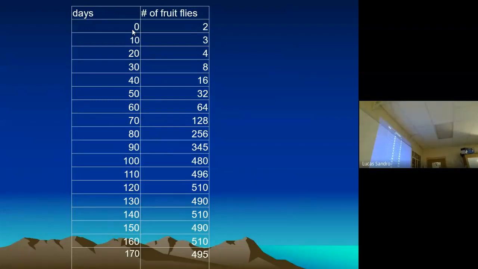Good. So every graph tells a story. What story does this graph tell you about these fruit flies? You know what fruit flies are? Like they show up in your kitchen if you got bananas hanging out. That's one of their favorites. Little tiny, gnat-like things. What's going on with these fruit flies? What's the story?